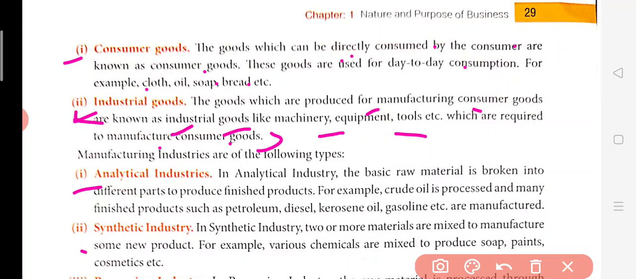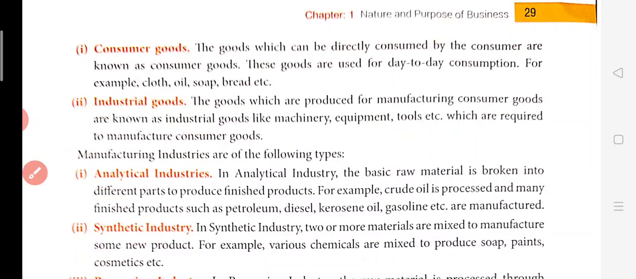Suppose you take the example of Parle-G biscuit. This Parle-G biscuit is an example of a consumer good. This consumer good is purchased by a consumer, but for making that biscuit they need machinery, and this machinery will be a capital good or industrial good. That machinery will be used to produce more such biscuits. So the machinery which is used is a part of industrial goods, and the biscuit itself is a consumer good. Now manufacturing industries are of the following types.